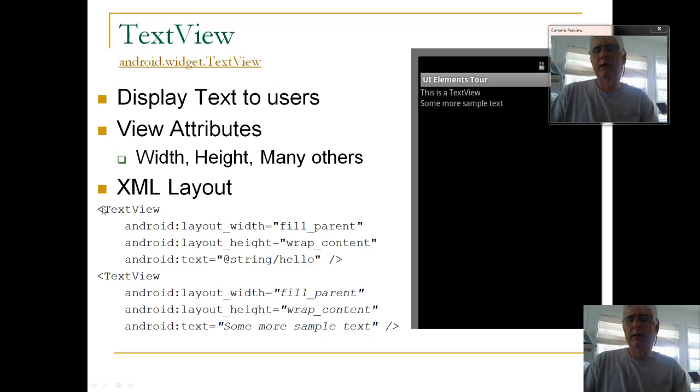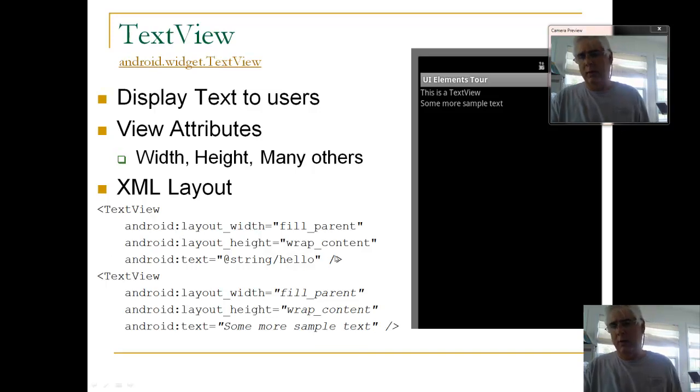Here are a couple of text view widgets, and notice here in the XML, we have an opening, a so-called XML tag. The opening tag indicates that it is a text view element. So here's the opening, an angle bracket and text view, and notice the close. The close is a slash and an angle bracket. That means that's the end of the text view element.